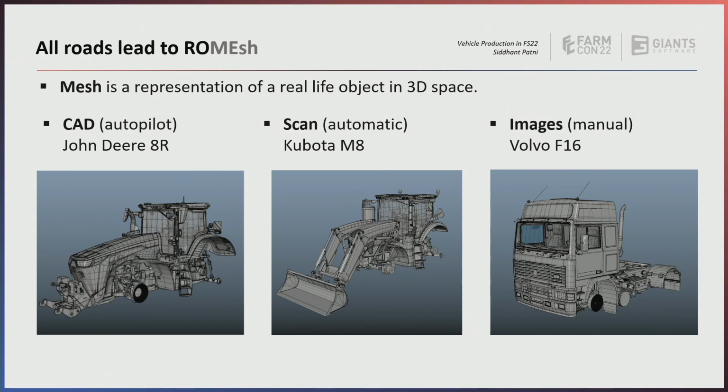So, to summarize it, no matter where we start, we have to make sure that our paths meet down the line. Like from the previous examples, we started from the CAD references, another one from 3D scans, and the last one from image references. But it is our responsibility to make sure that all of these meshes created are consistent in quality and does well in the game.